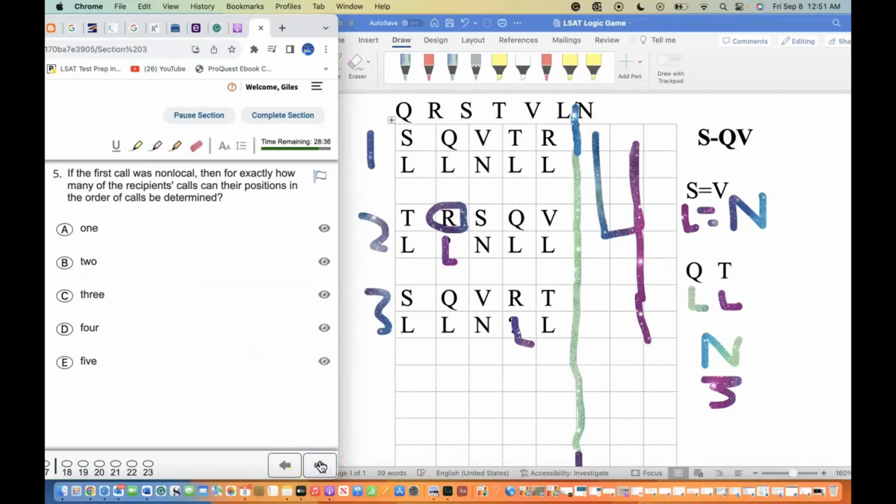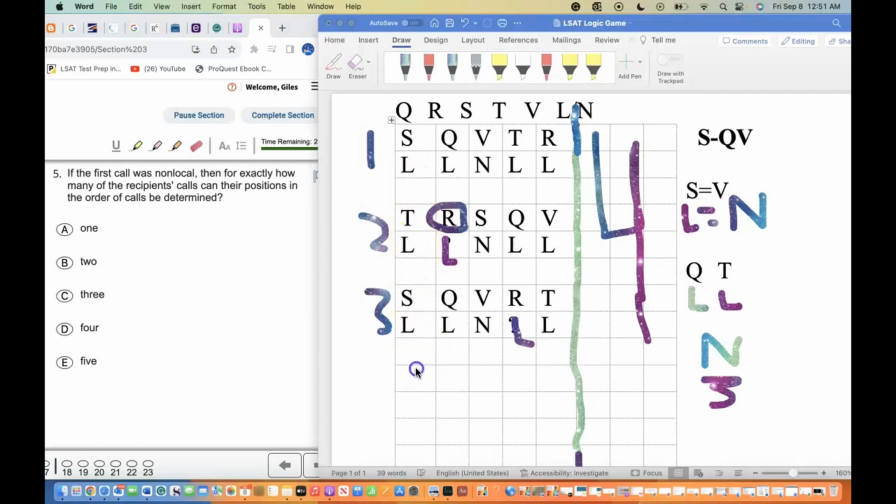If the 1st call was non-local, then for a second, how many representatives can their positions be determined? So we have to make it here where the first one's non-local. So the only way we can do this right now is just by getting S in here. So now we have that non-local. If we can go ahead and put T in here, or not T, B. Well, to make the first call non-local, we're going to have to use, I guess, R. So we're going to make R non-local.